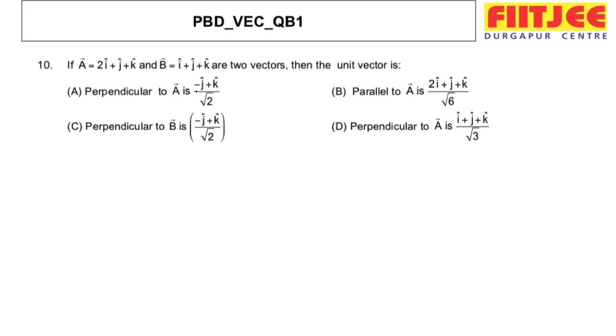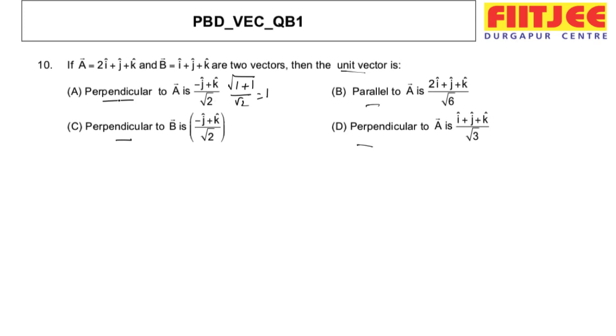So basically here we can go with the options, because for each option we have to check two things, whether they are unit vectors and whether they are matching with the following statements. For example, let us check the first one. It says perpendicular to A is minus j plus k cap by root 2. So whether it's a unit vector or not, what is the magnitude of this one? Root over 1 squared plus root over 1 squared, by root 2. So the magnitude is 1. It is a unit vector.